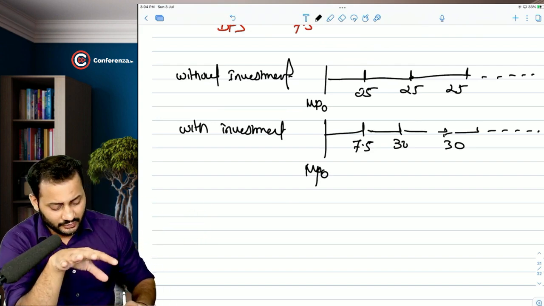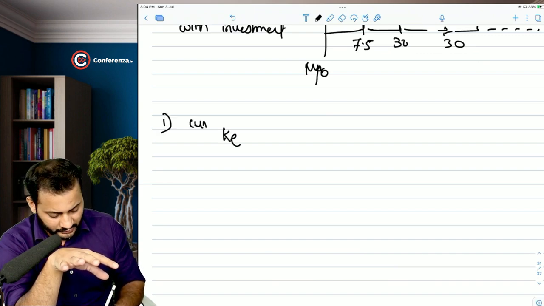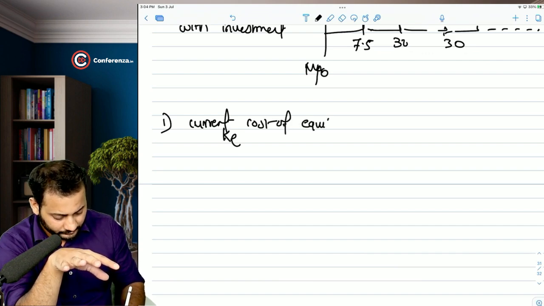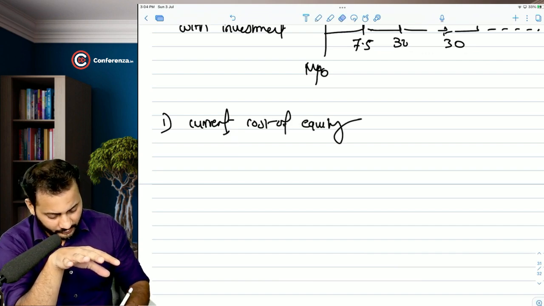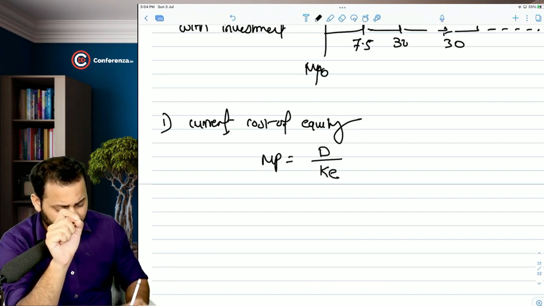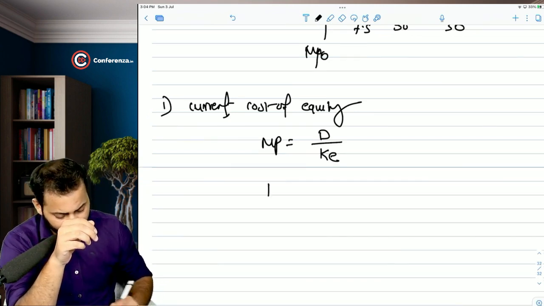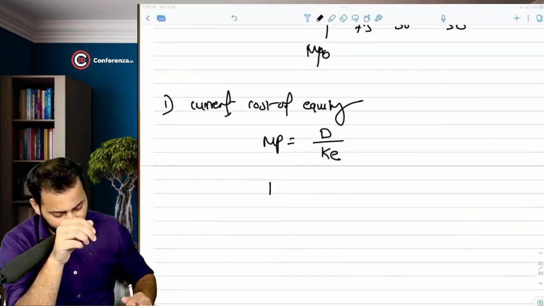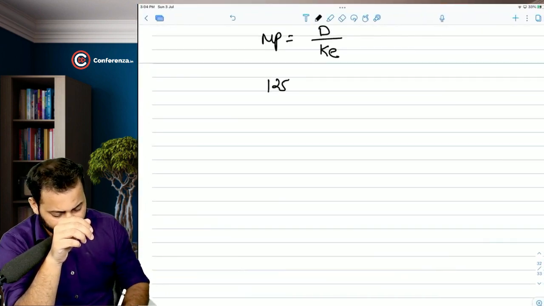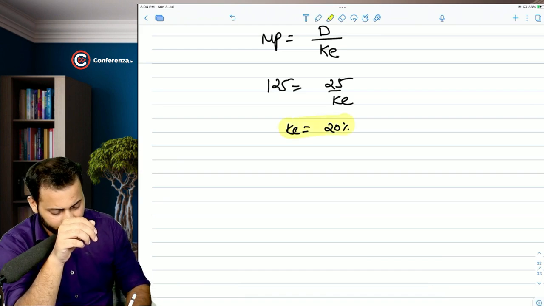So let's first calculate the current cost of equity, because it is not given in the question. Using the simple method, market price is equal to dividend divided by cost of equity. As there is no growth, the market price today is 125, right? So 125 is the market price, dividend is 25, and you can clearly see that the cost of equity is 20%. So this will be used.